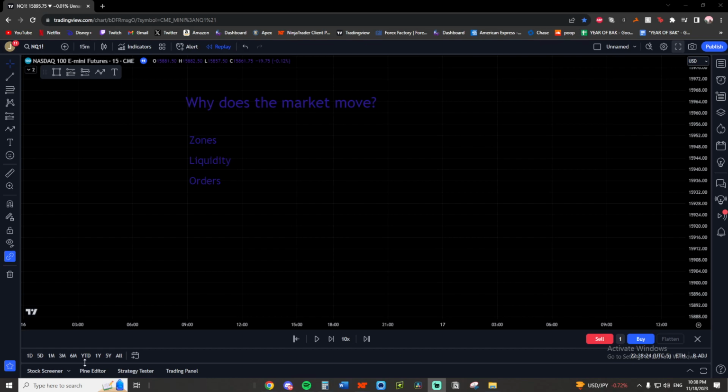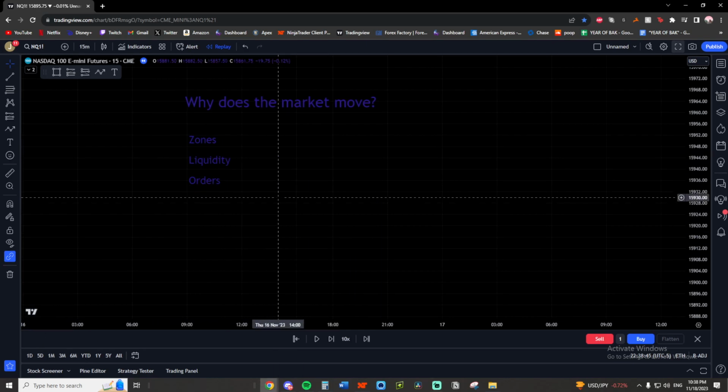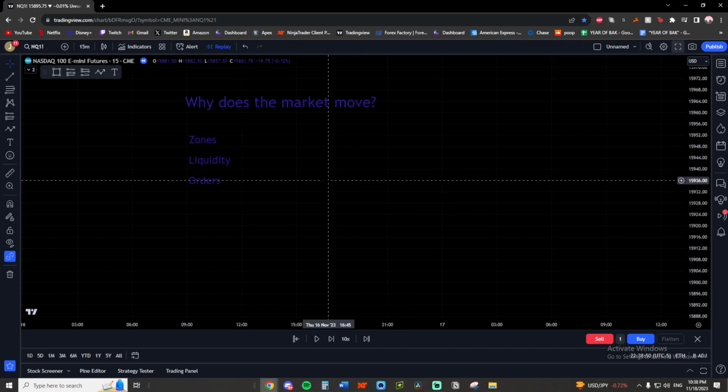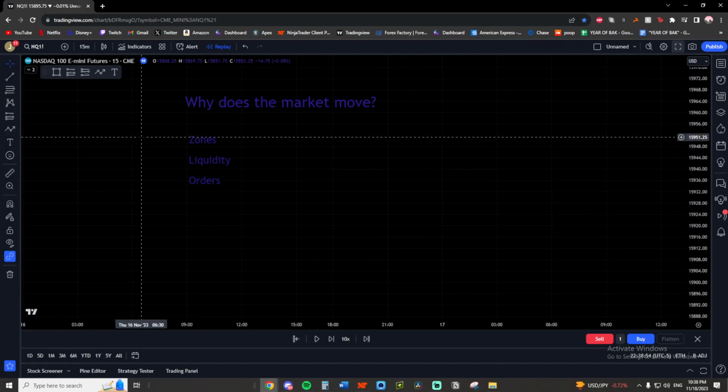It's important that you understand that the main thing is that we want to be where the volume is, right? Because without volume, there's no movement in the market. So why is there movement in the market or in these zones? Why is there volume and buying and selling being conducted in these zones? It's liquidity. There's liquidity and orders. These two kind of go hand in hand. Orders essentially are liquidity.